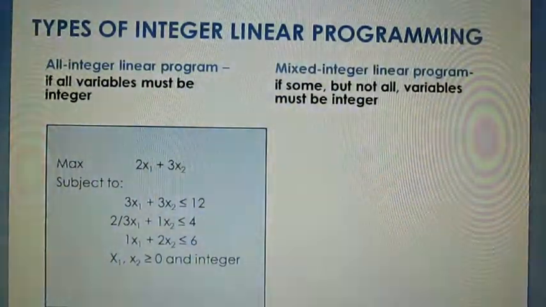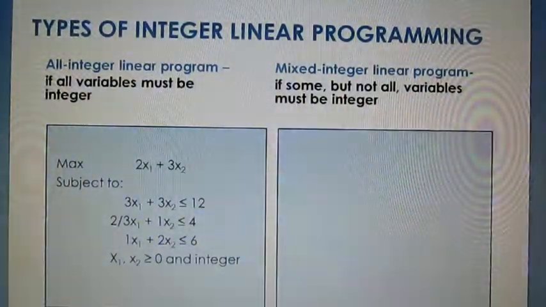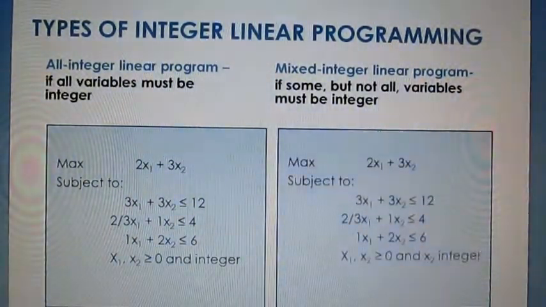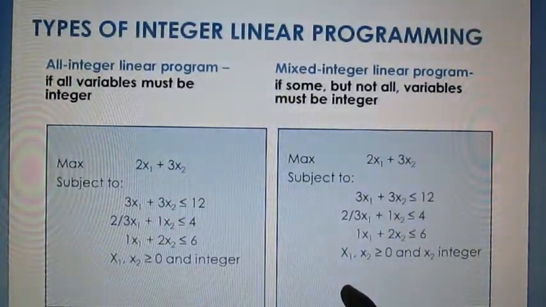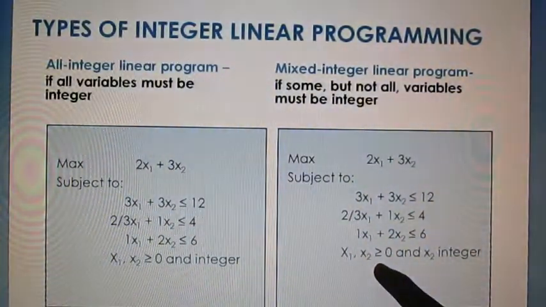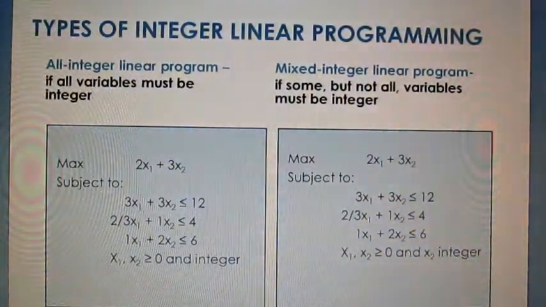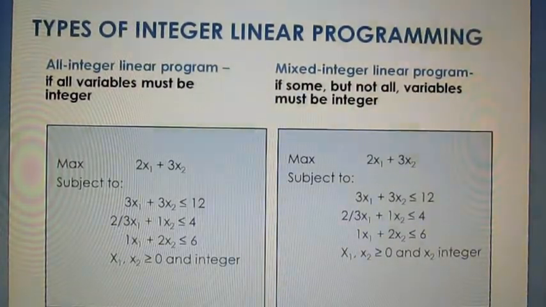Mixed integer linear program, if some but not all variables must be integer. Example, x sub 1 and x sub 2 must be greater than or equal to 0 and x sub 2 must be integer. So, dito, yung x sub 2 lang yung may requirement na dapat integer. Meaning, yung x sub 1, pwede siyang non-integer. Kaya, mixed integer linear program.